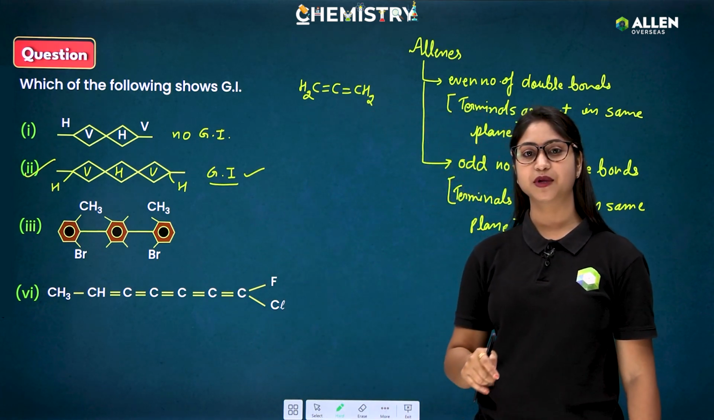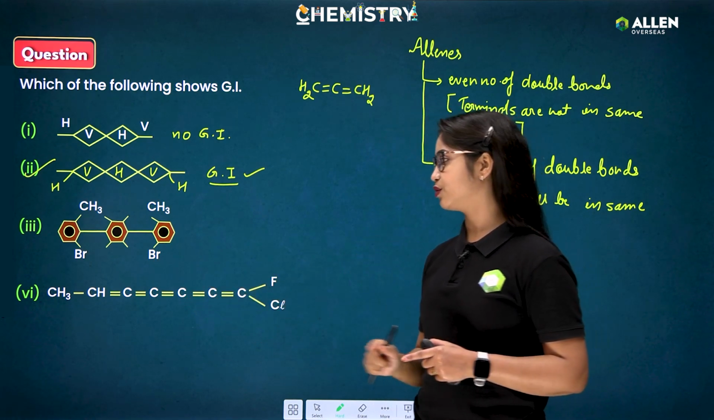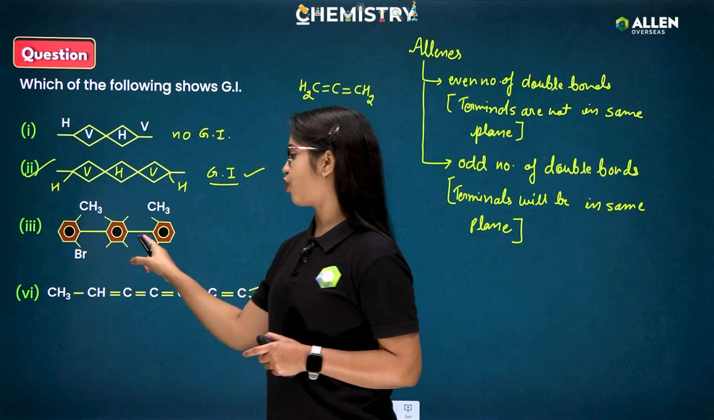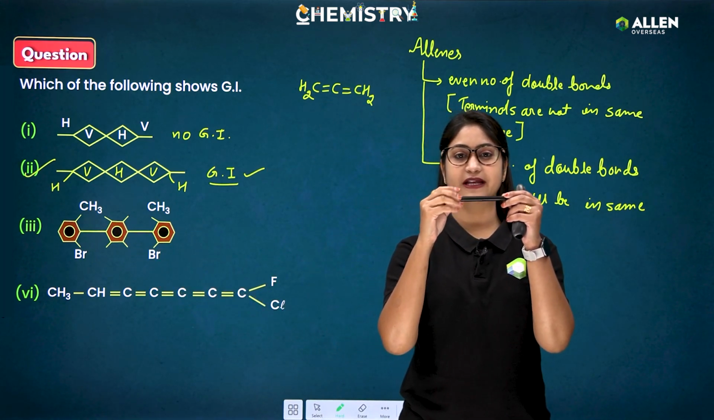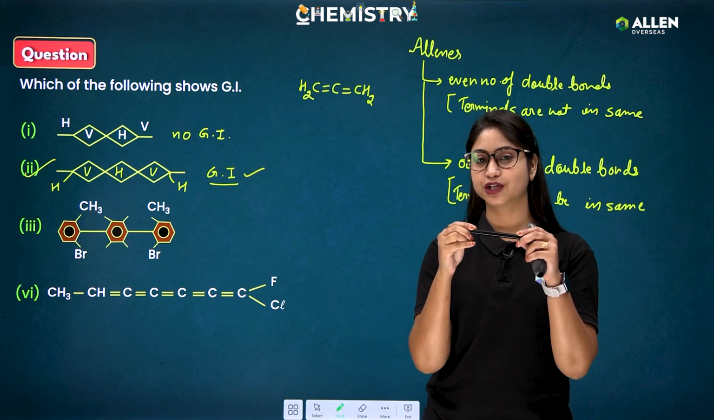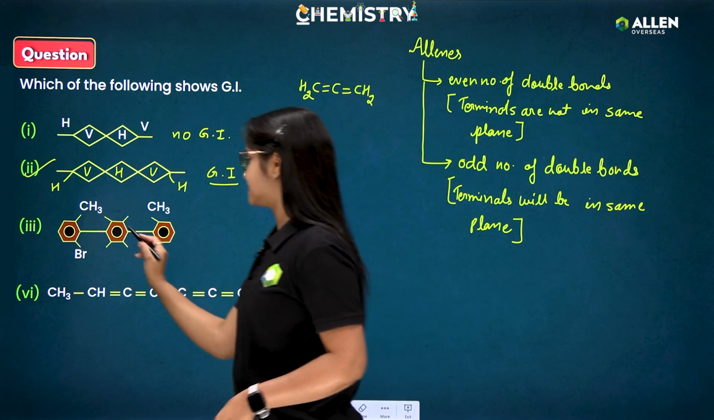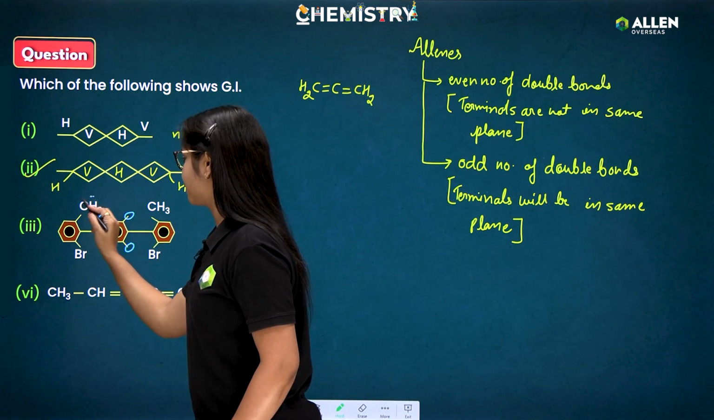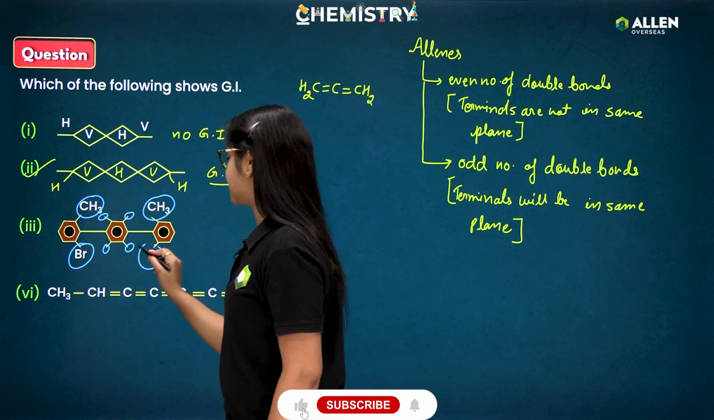Now the third example, if you see, this is a triphenyl compound. Although we know that there is a single bond between two phenyl rings, and a single bond can rotate freely, just like this, free rotation is possible. But when you see the middle ring here, you have four methyls, and here also you have methyl and bromine. These are bulky groups.